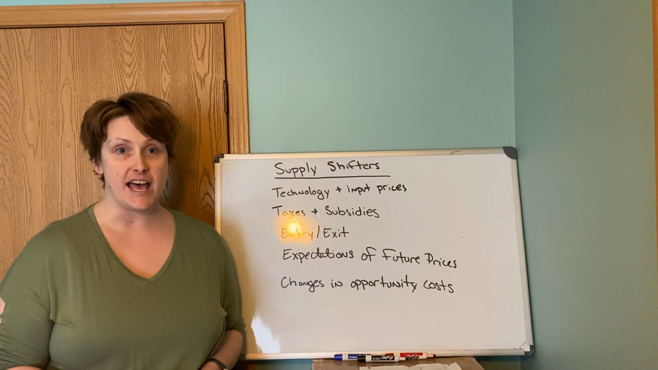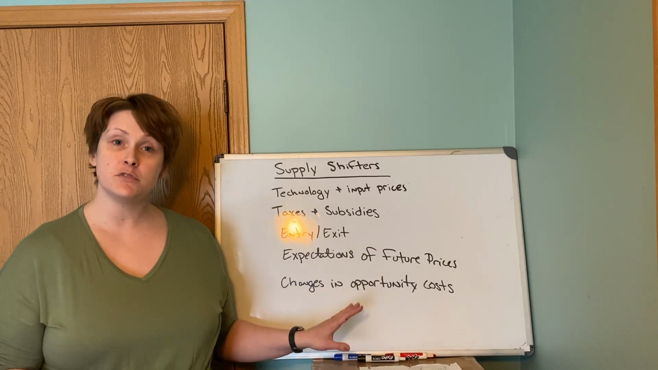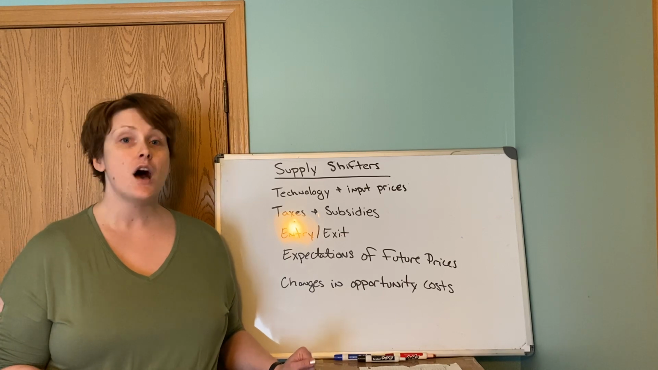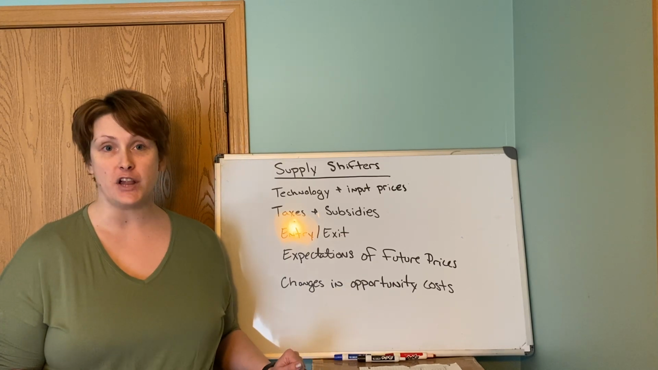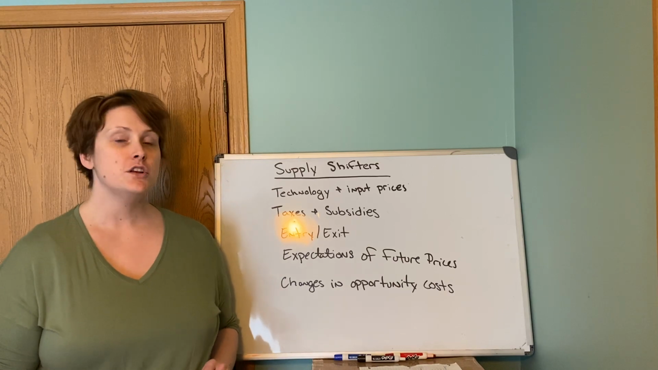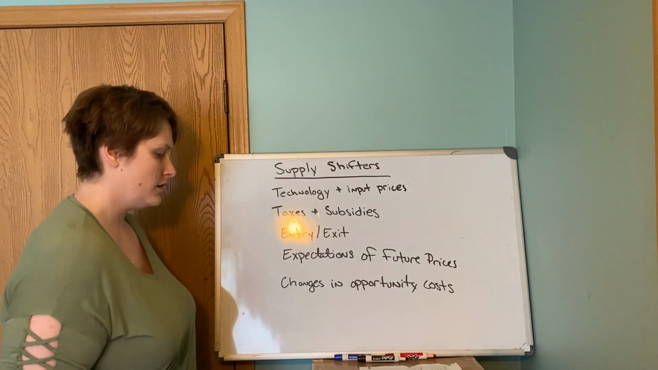In the problem set, you'll find a similar question to this where you're asked to give examples of how we shift our supply curve and how to use each one of these shifters. So we'll go through one by one.